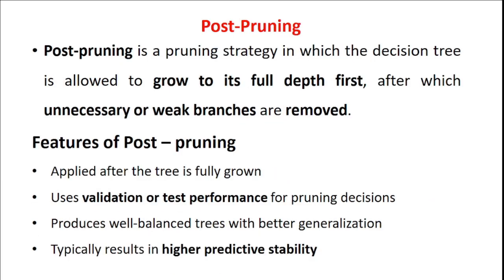Post-pruning is a pruning strategy in which the decision tree is allowed to grow to its full depth, after which unnecessary branches and leaf nodes are removed. Features of post-pruning: it is applied after the tree is fully grown and uses validation or test performance to validate the pruning decision. It produces a well balanced tree with better generalization, and typically results in higher predictive stability.